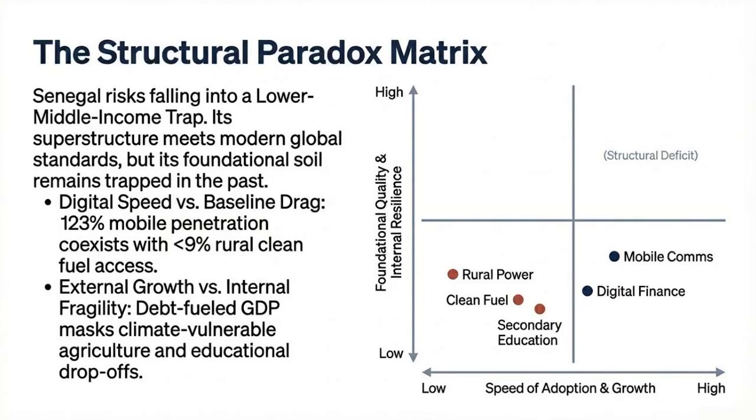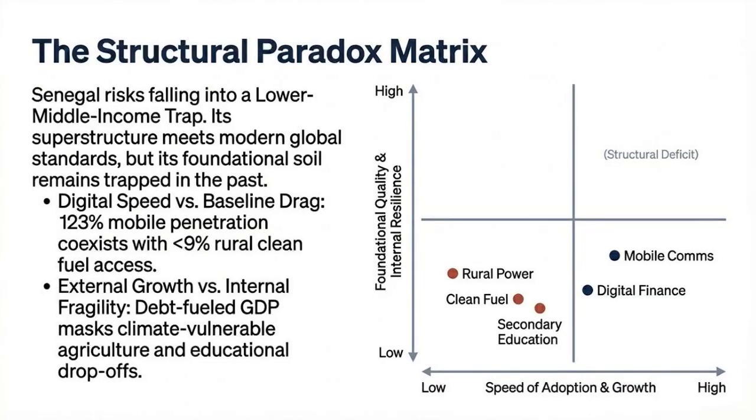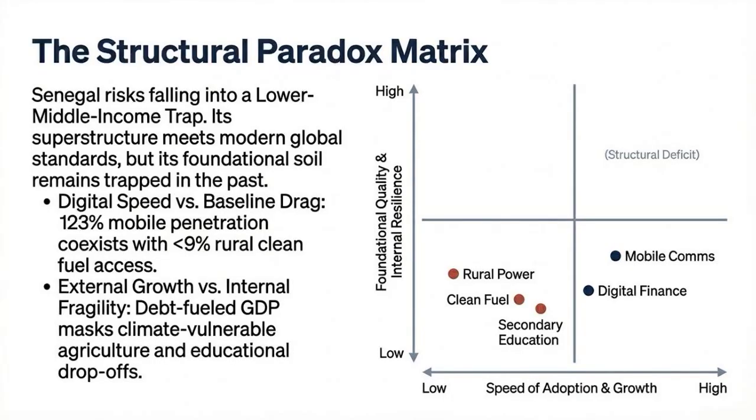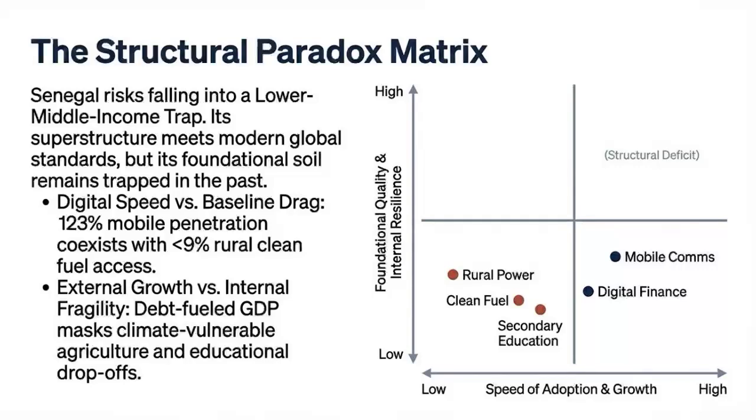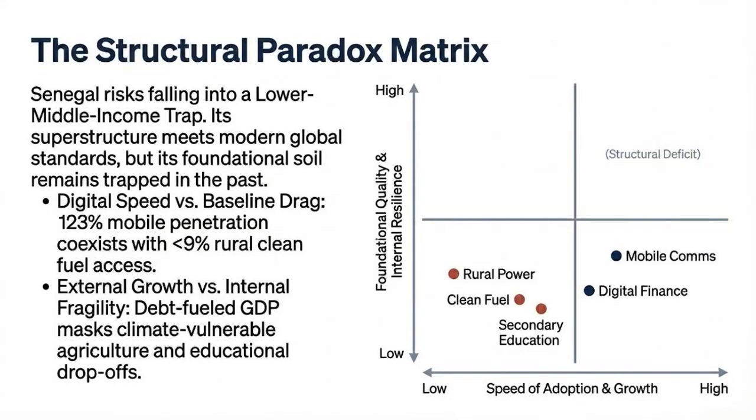Which brings us to the grand synthesis of the presentation on slide 13, the diagnosis matrix. This is a four-quadrant chart mapping out this massive structural contradiction. On the x-axis, you have the speed of adoption or development. On the y-axis, you have the quality of the structural foundation. This matrix perfectly visualizes the trap the country is in.